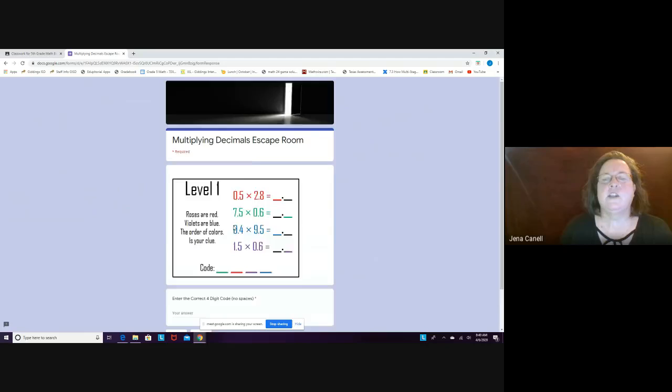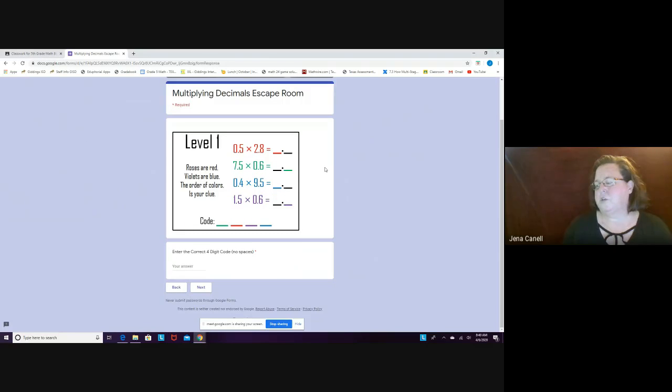All right, so we have to solve each of the problems in order to be able to answer and get our code. So, sorry, I'm just looking at my book here. Okay, so what you have to do is you have to multiply each of these out. 2 and 8 tenths times 5 tenths, 7 and 5 tenths times 6 tenths, 4 tenths times 9 and 5 tenths, 1 and 5 tenths times 6 tenths. When you get finished, notice that the green answer comes first.